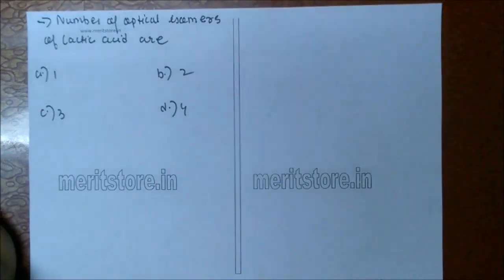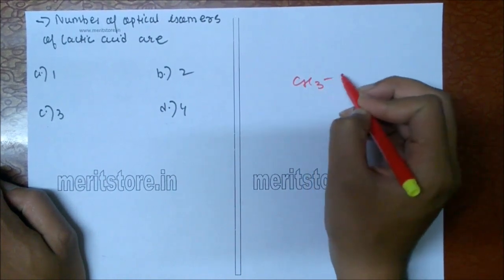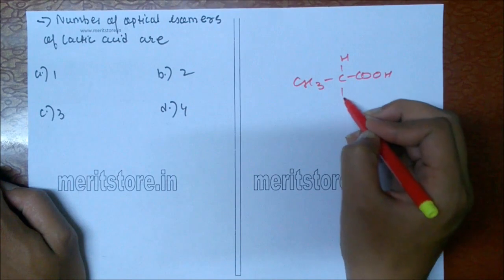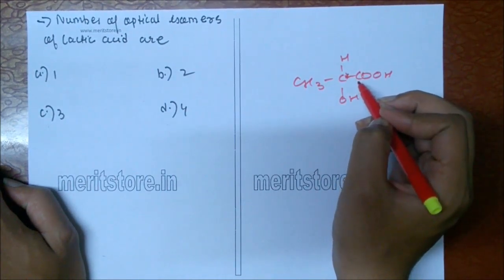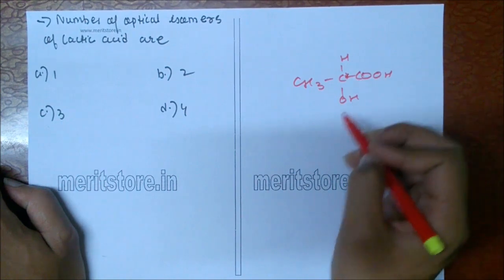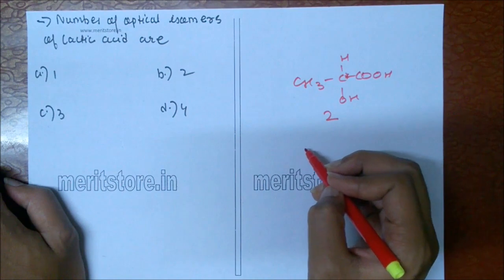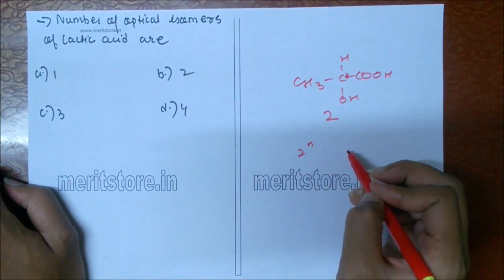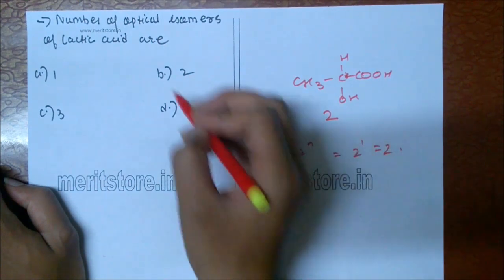The number of optical isomers of lactic acid is: the structure of lactic acid is CH3-CH(OH)-COOH, with hydrogen attached here. Only one chiral center is present in lactic acid, so it will have two optical isomers. The number of optical isomers is 2 raised to n, where n is the number of chiral carbons. So here 2 raised to 1 is equal to 2. Option B.